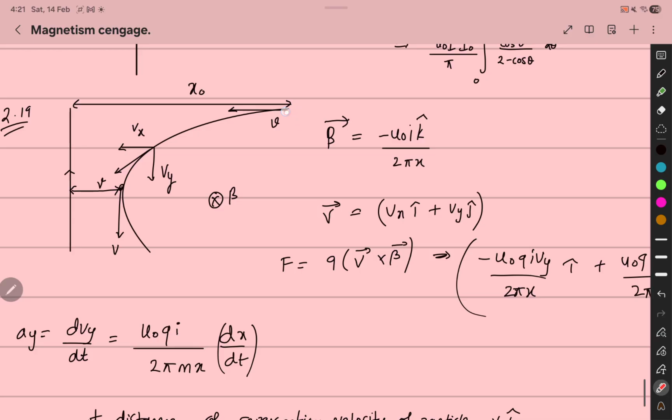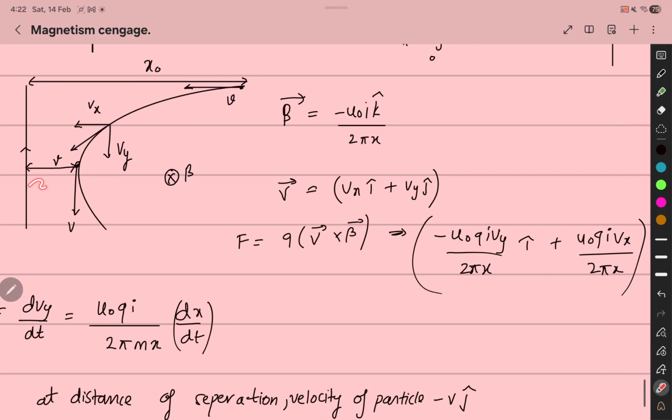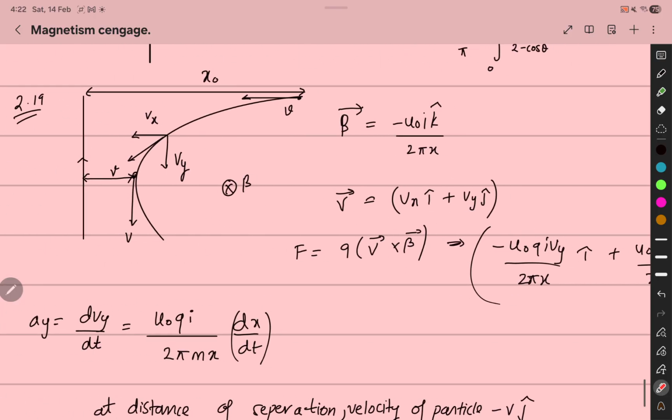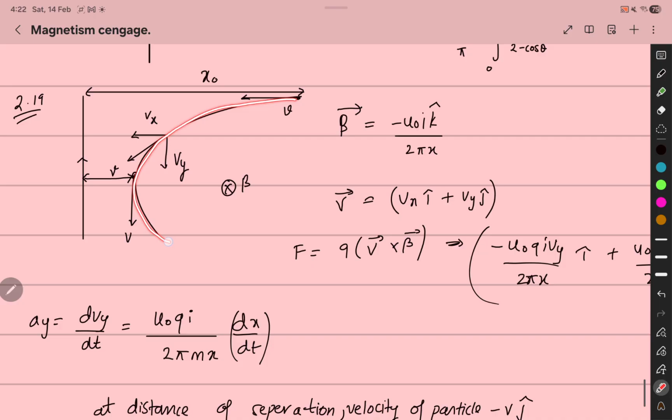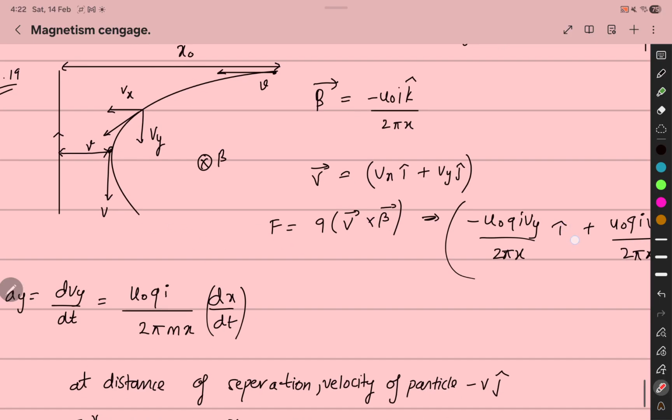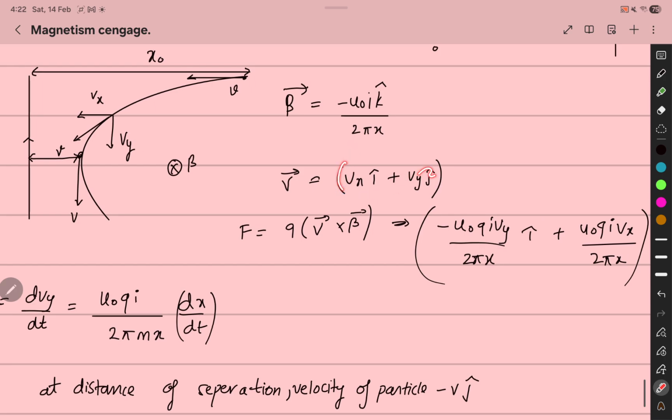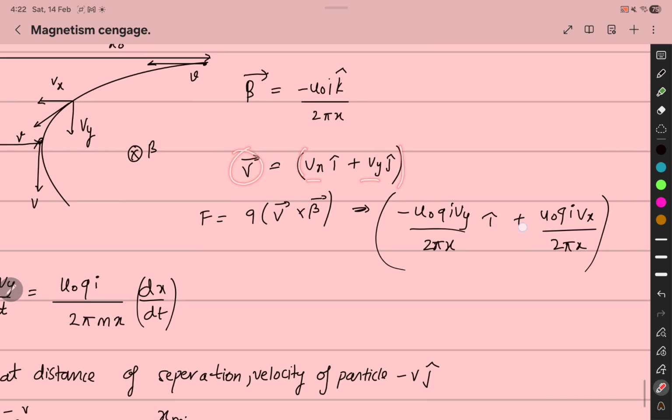Okay, so first we have a particle of velocity v moving in this direction, and they have asked to find the minimum distance from the wire and the path of this particle, right? So the particle will be moving like this, which is not a parabola, it's not any standard curve. So to find it, we'll have to take the v vector as vx i cap plus vy j cap, right?